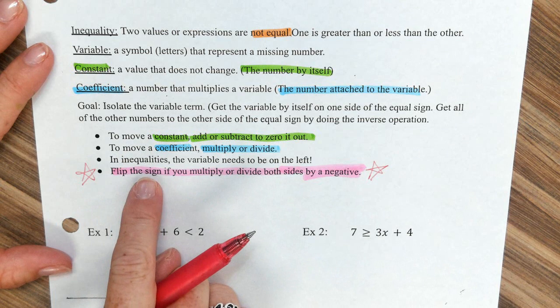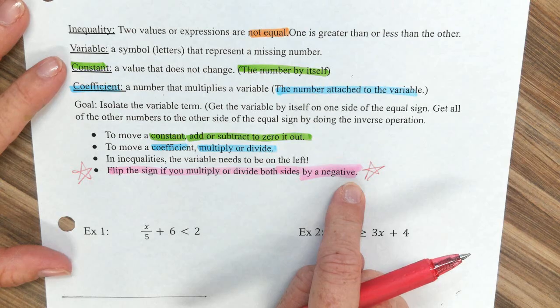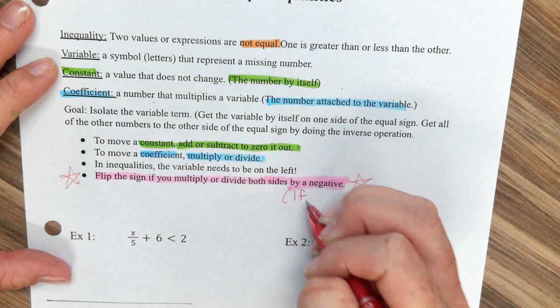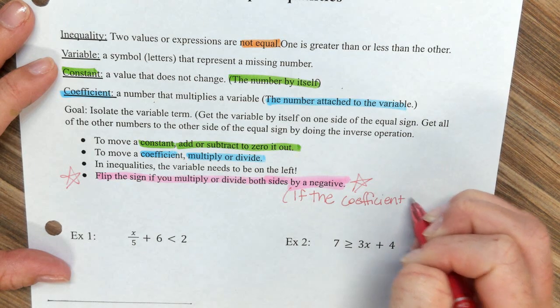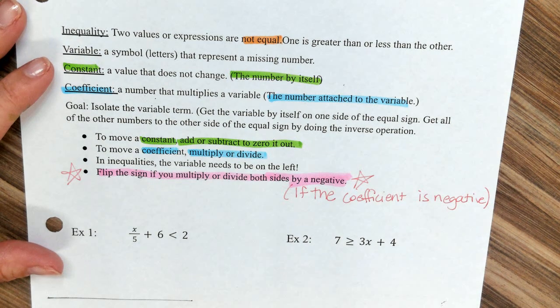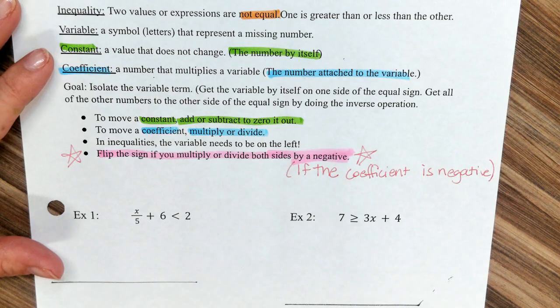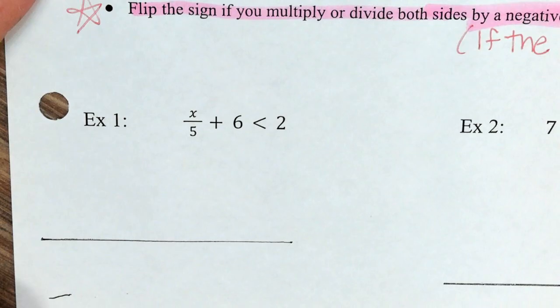You will flip the sign if you multiply or divide both sides by a negative. That means, and put it in parentheses, if the coefficient is negative. You should be able, in 7th grade with a two-step equation, to look at it before you even start and know if you're going to flip the sign just by seeing if the coefficient's negative. All right, let's do example 1.